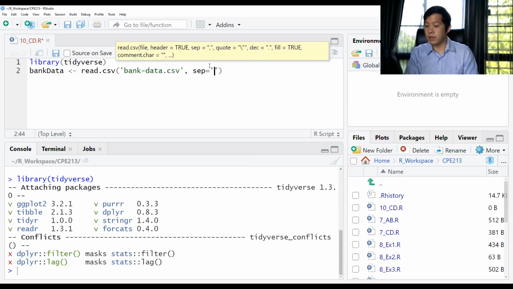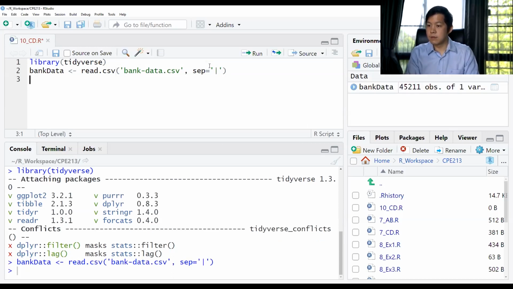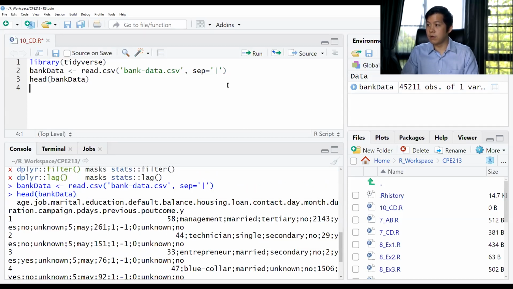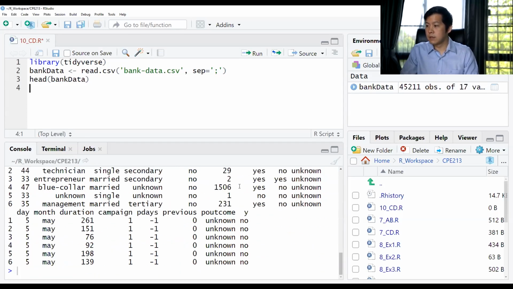Note that the separator here is pipe. Check if they're okay. Oh no, sorry, it's not pipe, it's semicolon. Right, now we have the bank data.